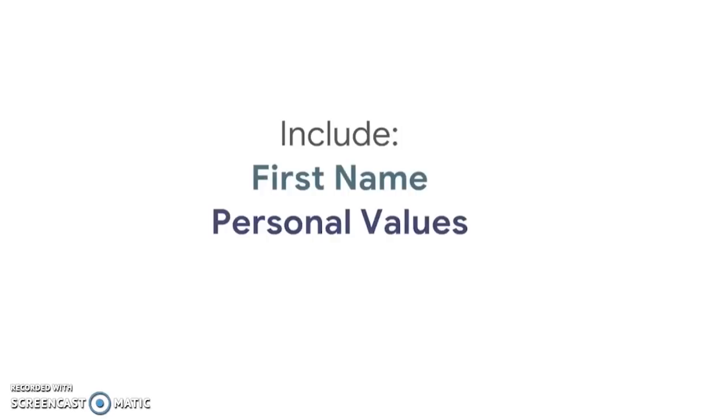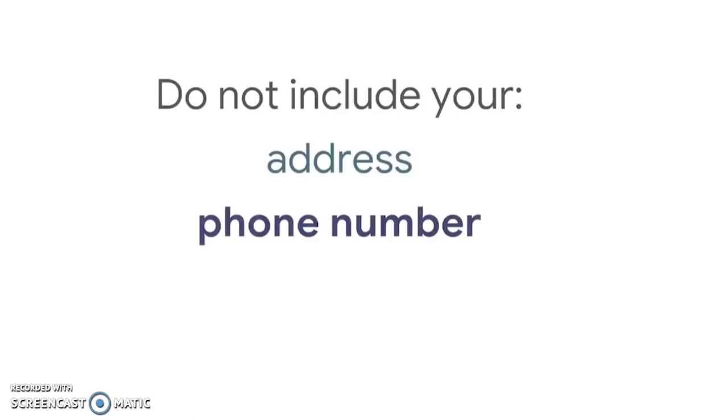Your home page should include your first name, your personal values, your skills, and your portfolio's purpose. Unless your portfolio is for your business or services you provide, you should not include your address or your phone number. Don't include your birthday or age either. Others can find out where you live or impersonate you online using this information, which can be dangerous.